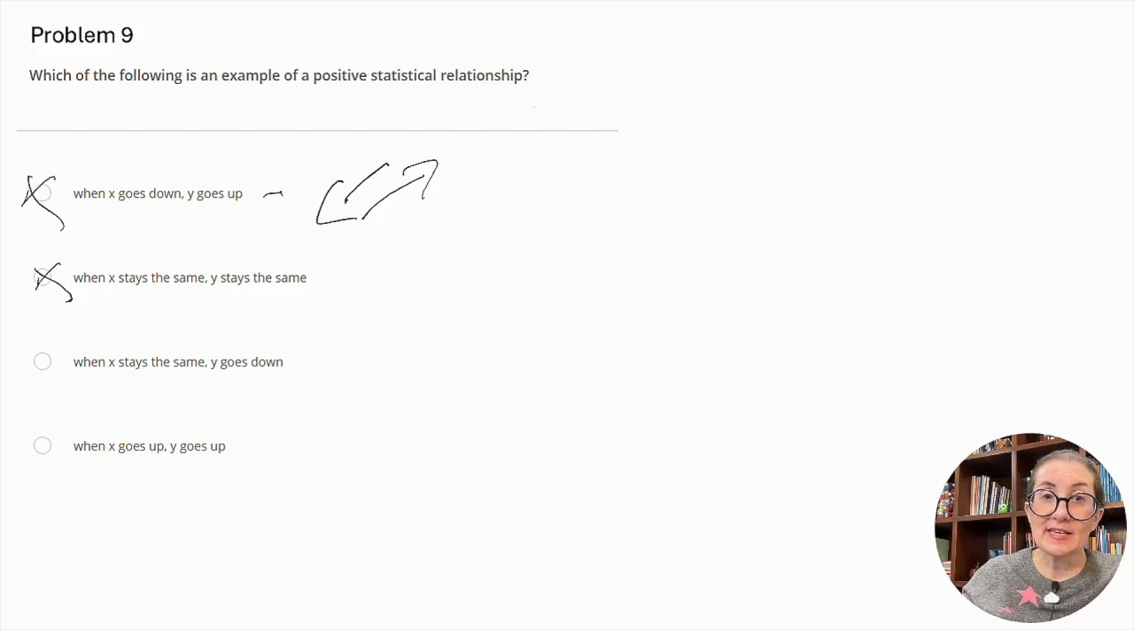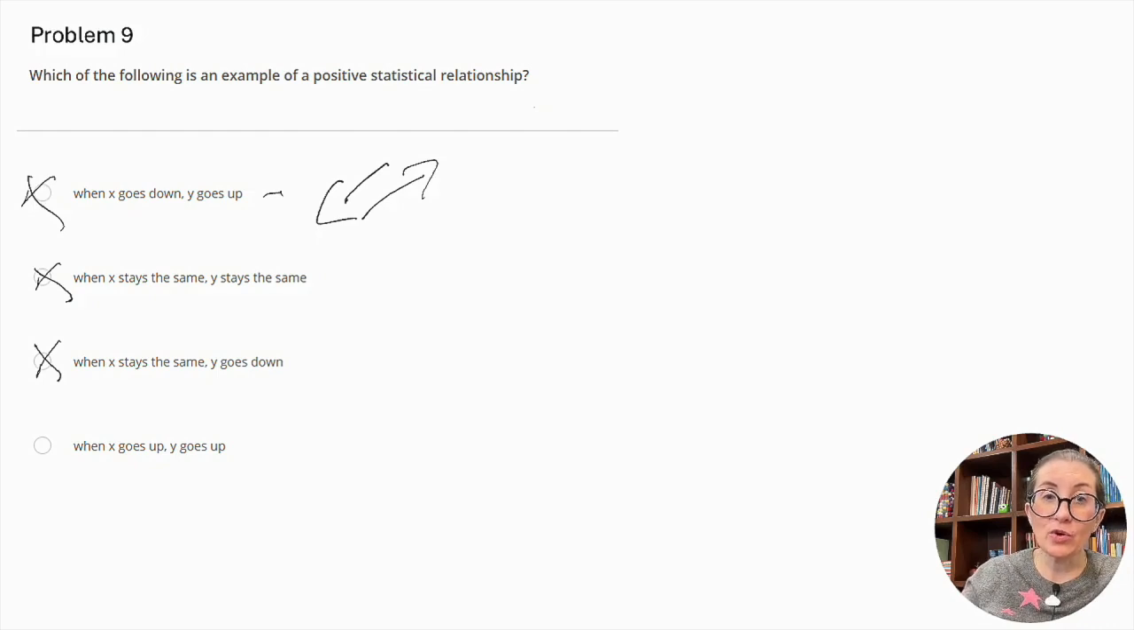When x stays the same, y goes down. This also does not indicate a positive relationship. In this case, y changes while x does not, but the direction of change, y decreasing, does not relate to a positive correlation with x.